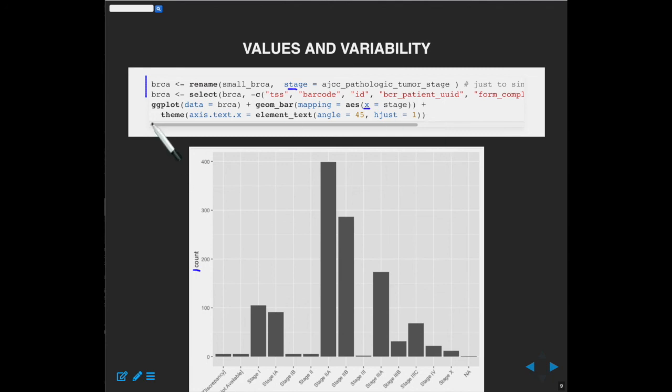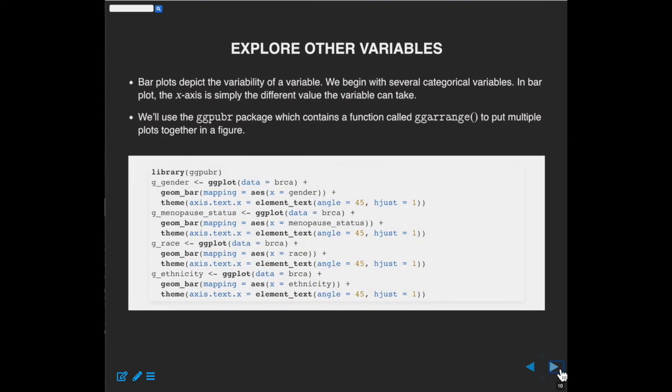Here I'm just throwing in some little examples of how you can fancy up your graphs. So change the angle to 45 degrees to make it more readable, and adjust it a little bit horizontally, how to shift it, etc. They're just small tips that you'll pick up as you go along. We can look at other variables in the same way with a bar plot. We could look at at least all the other categorical variables.